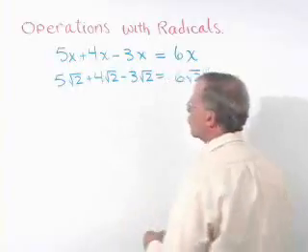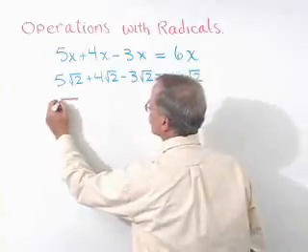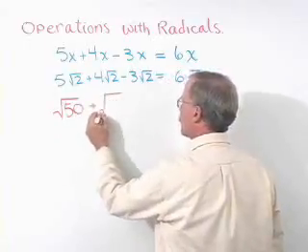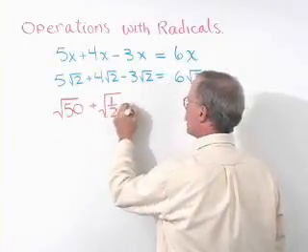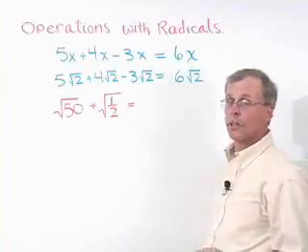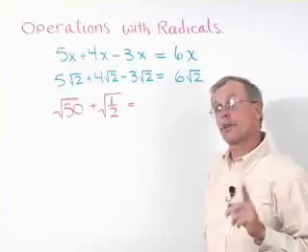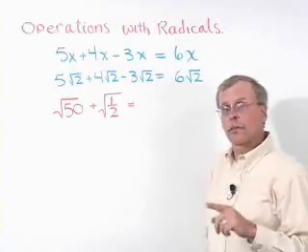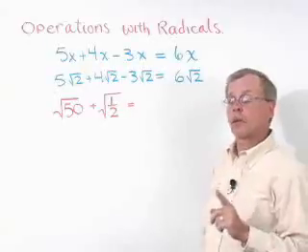The square root of 50 plus the square root of 1/2. Now you say those aren't like radicals. Well, that's true. They're not like radicals, but they're also not in simplified radical form. So we're going to put each one of these in simplified radical form and then see what happens.